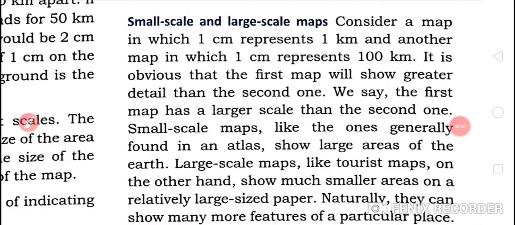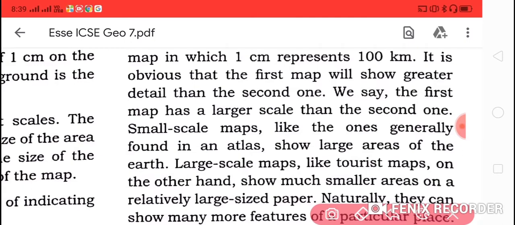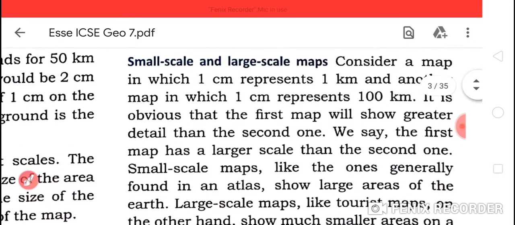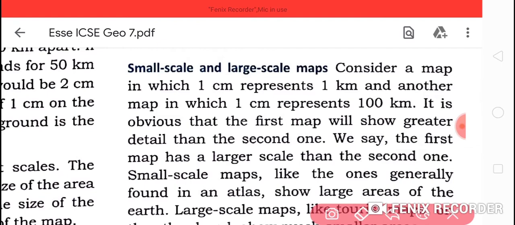Good morning, children. Today we are going to study about small scale and large scale. Consider a map in which 1 centimeter is equal to 1 kilometer. Another map is 1 centimeter is equal to 100 kilometer. That is, we have two maps. In one map, 1 centimeter is equal to 1 kilometer, and in the other, 1 centimeter is equal to 100 kilometer.